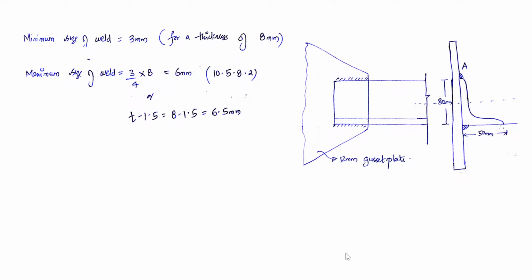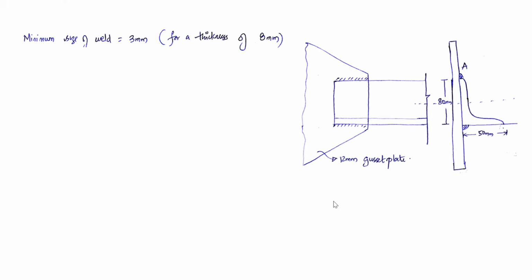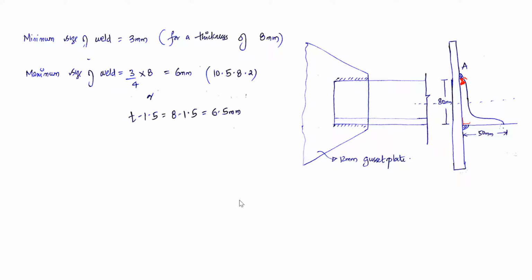The maximum size of the weld: you can see this portion here, this is actually 90 degree, right? This one is 90 degree. But this portion is actually a curved one, a rounded edge, isn't it? This portion is a rounded edge. So IS 800 tells you, as we have studied in detail, the maximum size of the weld is 3 by 4 into 8 for a rounded edge. So if you consider 3 by 4 into 8, you will get 6 mm.